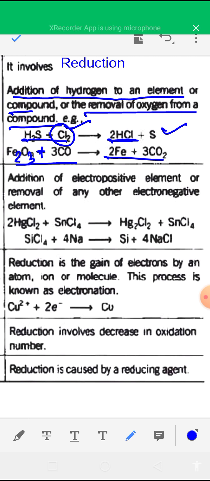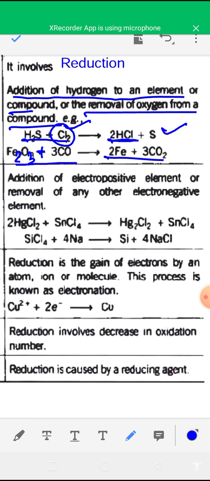So you can define reduction in terms of hydrogen and oxygen: addition of hydrogen to an element is known as reduction, and removal of oxygen from a compound is known as reduction.